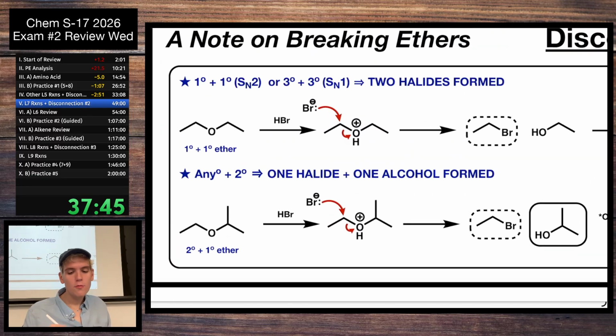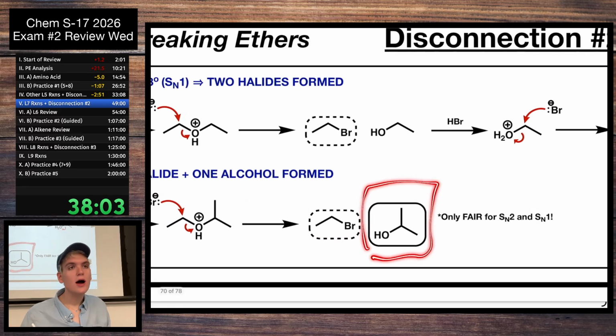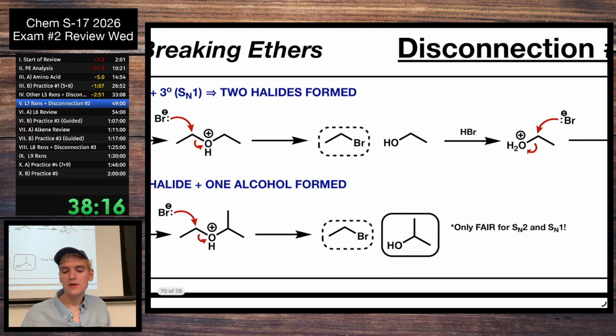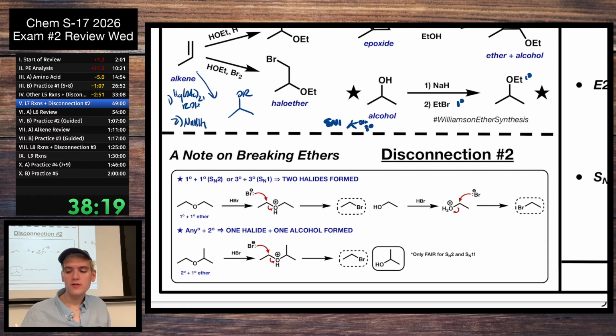However, if you have one of the sides as secondary, then you get a weird thing. So if you have a secondary primary ether, you again protonate, and then you're going to do a backside attack because that's the fastest, and you're going to do it on the primary side. With that, you get one alkyl halide, but then your alcohol just stops. It doesn't go on and make another alkyl halide. So why does it just stop? It's not very good for SN2. It's not very good for SN1. So primary and tertiary sides are always going to become alkyl halides, and then secondary sides will stay alcohols.